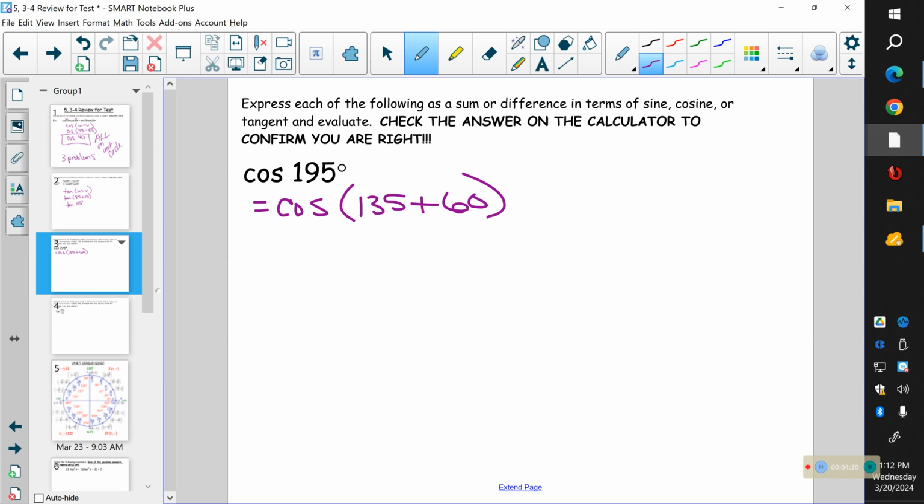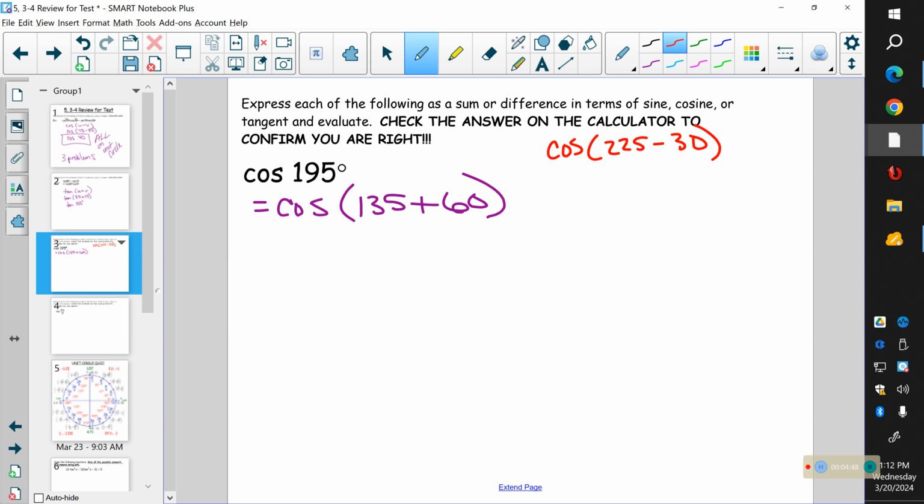Are you going to find stuff that's on the unit circle? You have to find the parts that are on the unit circle to be able to do this. That is not the only answer, okay? Another example would have been the cosine of 225 minus 30. That would work as well. Does your brain prefer adding or does your brain prefer subtracting? Okay? Does that make sense?